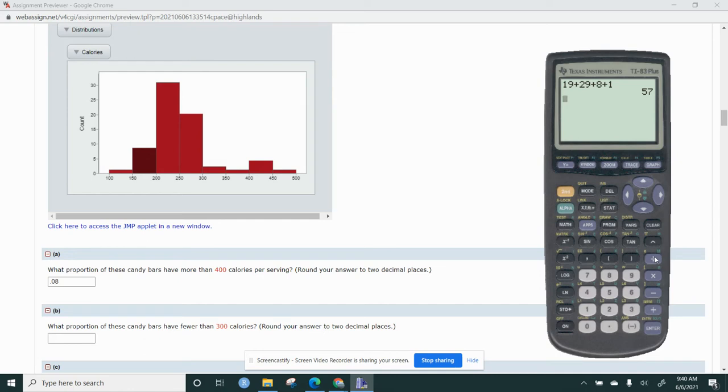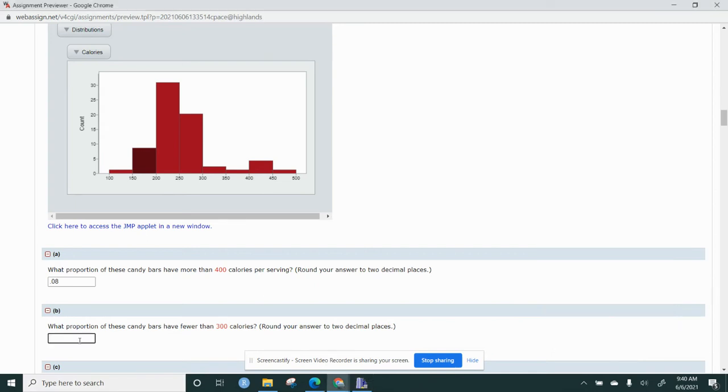But remember, I want the proportion. So divided by 65 equals 0.876. But remember, I need to round up because this 7 is right next to a 6. So I get 0.88.